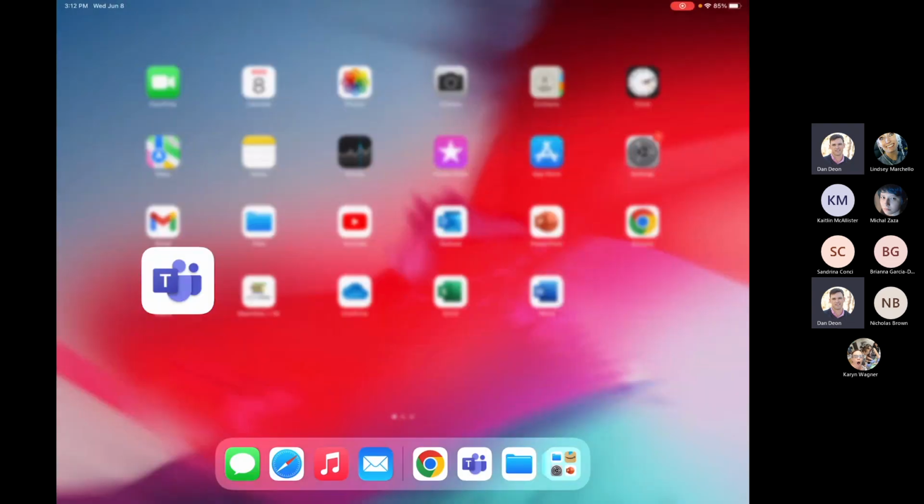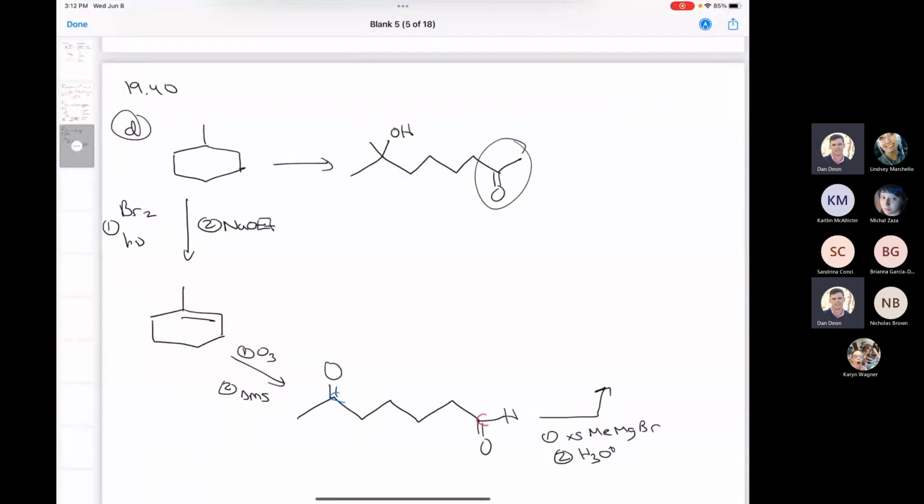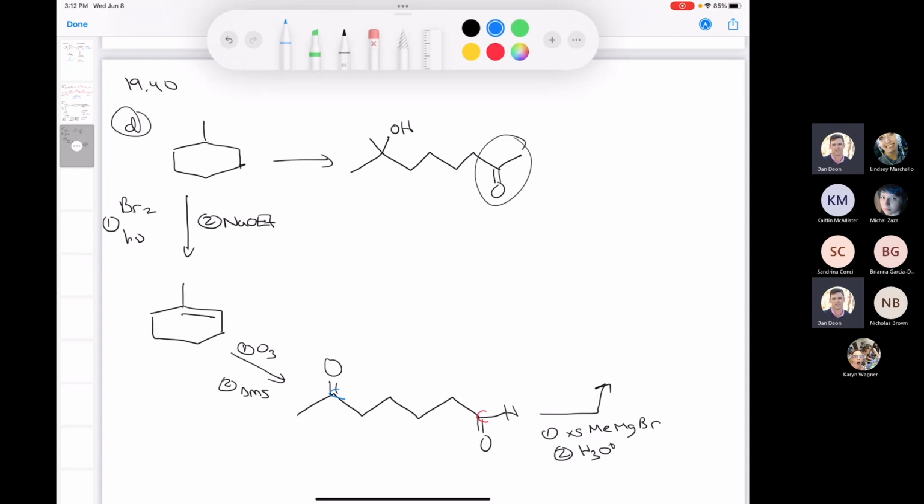I still see my screen. Okay. And we're going to do the nucleophilic attack at both of those carbons. So what's that going to give us? Well, what we're going to end up with is something that looks like this.